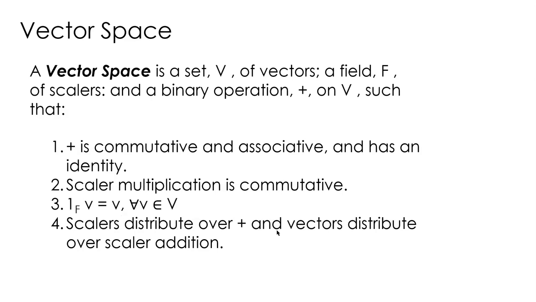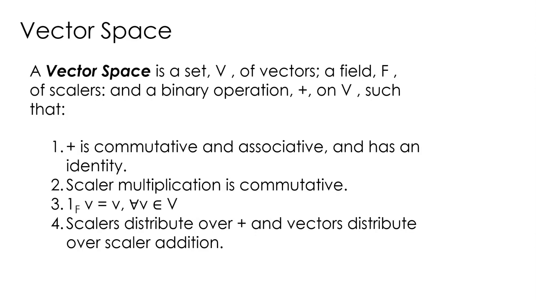Scalars distribute over plus, and vectors distribute over scalar addition. So that just means, if I said a times (v plus w), where v and w are vectors, I can distribute the a. Or if I've got v times the sum of two scalars, a and b, I can distribute those.